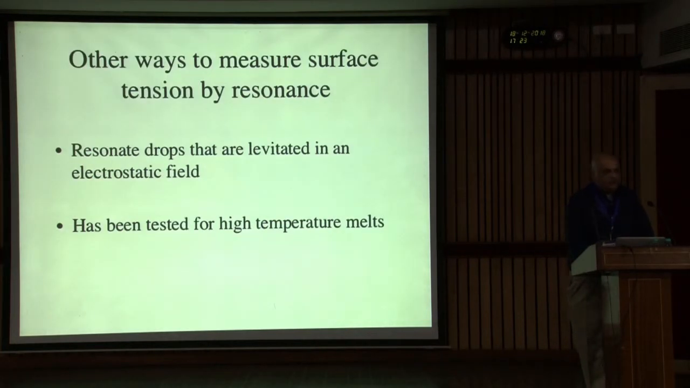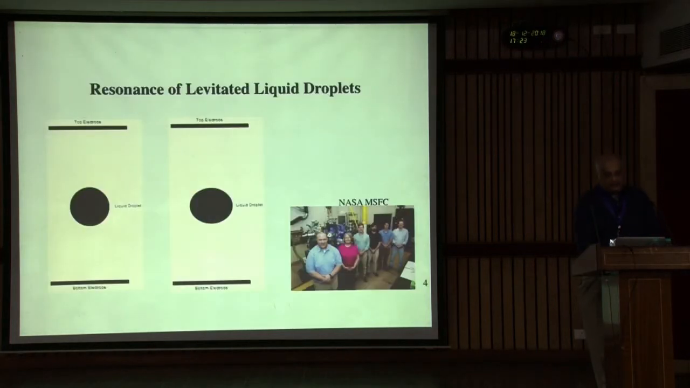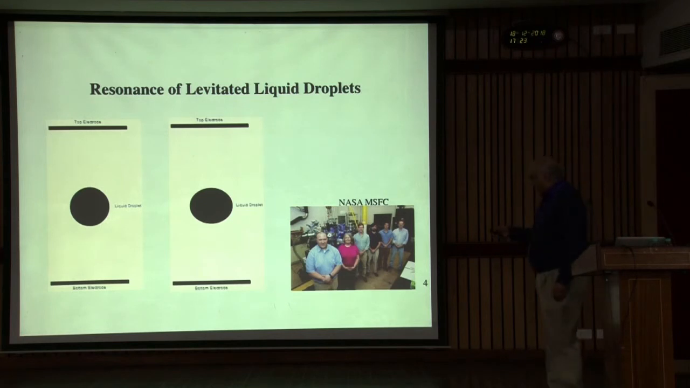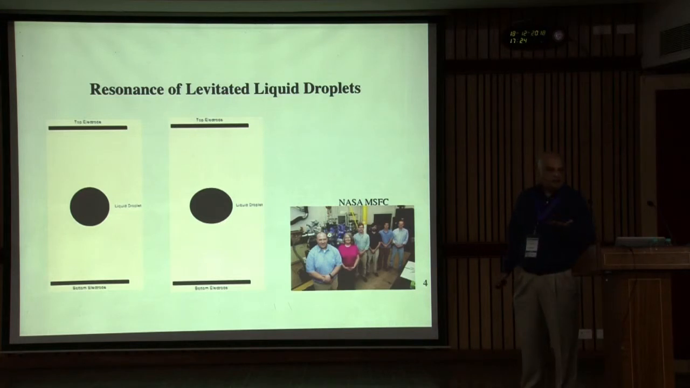Now, there's one more last way to measure surface tension, again using resonance. This time I'm going to use an electrostatic field to levitate. So let me tell you what the experiment is about. What I have here is a cartoon on the left. Okay? I'm going to take 2 electrodes, and at the bottom I'm going to put a small amount of metal, let's say zirconium.